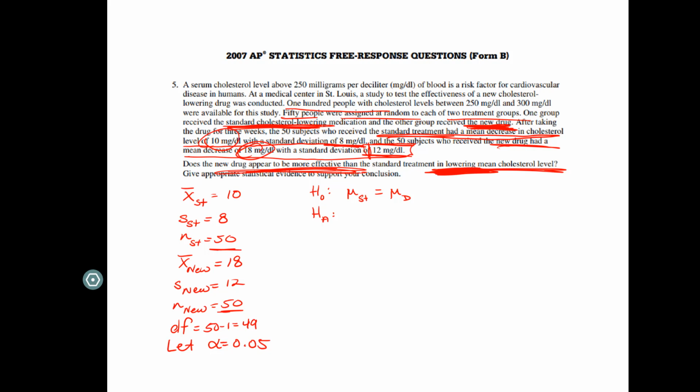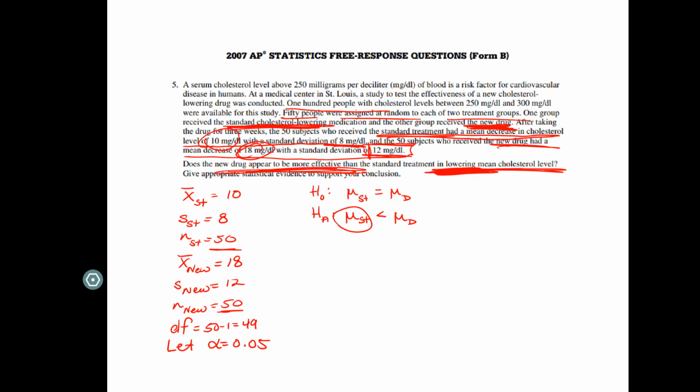So in this case, we would say that mu sub standard is doing a worse job, it is less than mu sub D. The reduction in the mean of the standard drug is less than the reduction for the new drug. That's what we're saying here.